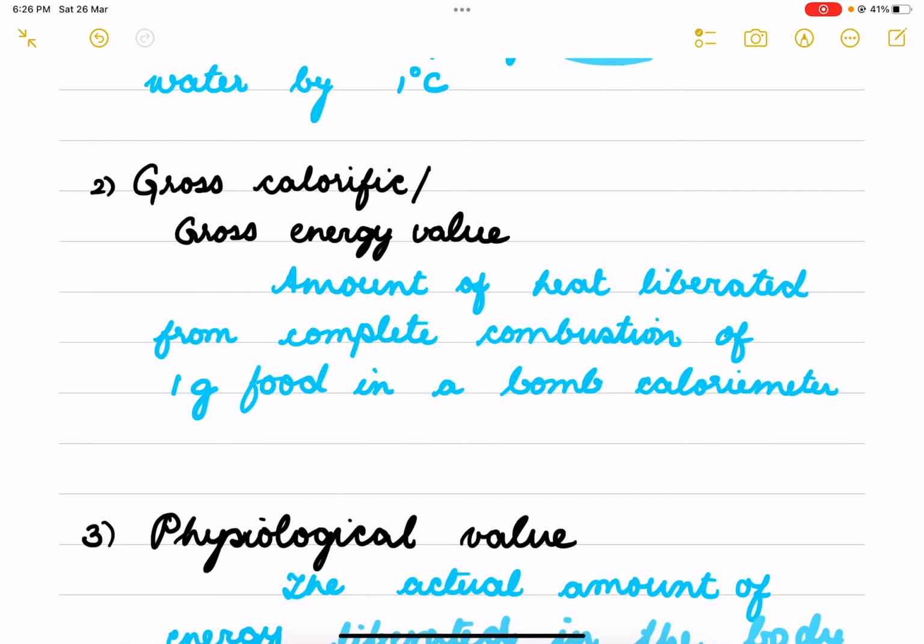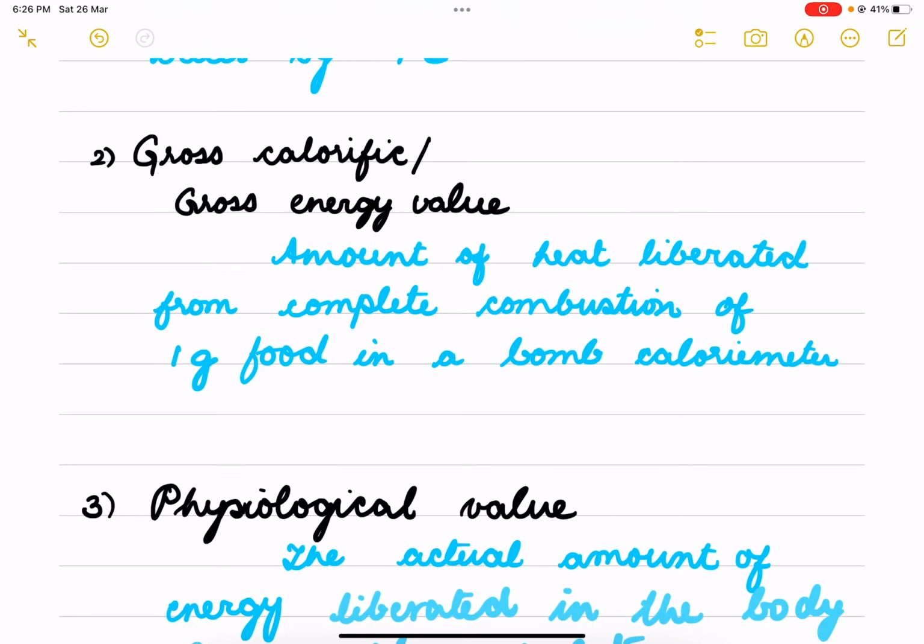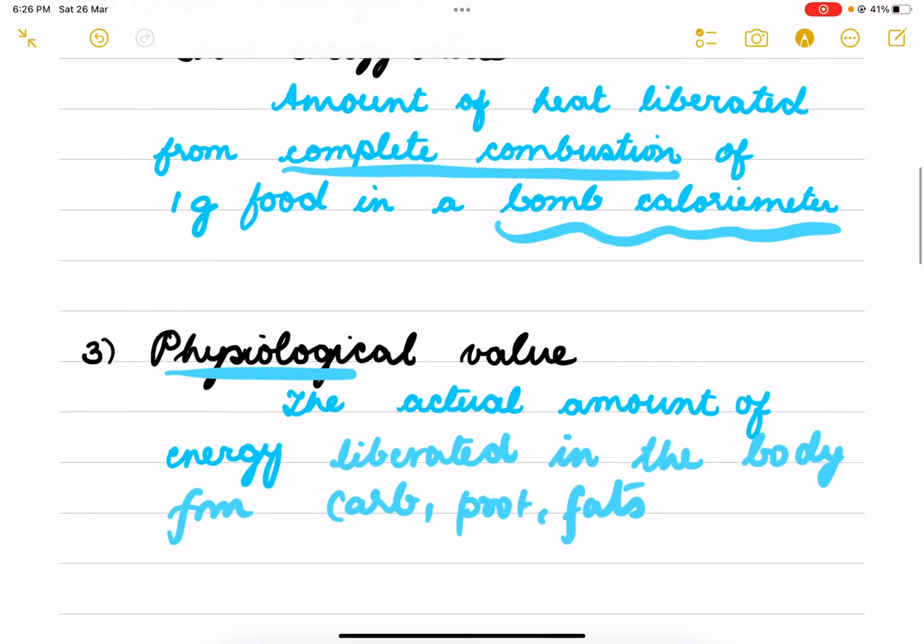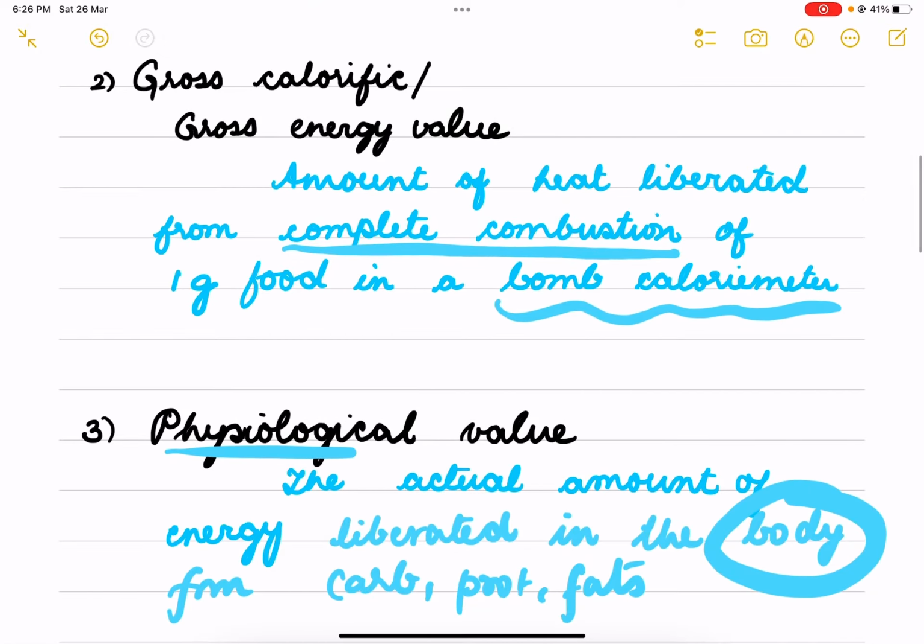So here you should note the difference between gross calorific value and physiological value. Gross calorific value is the amount of heat liberated from complete combustion of 1 gram food in bomb calorimeter, whereas physiological value is the actual amount of energy liberated in the body. Alright, so this is the difference.